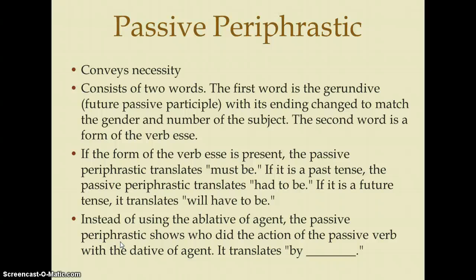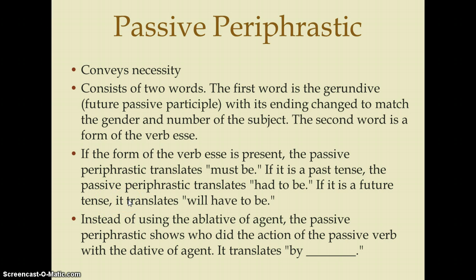The passive periphrastic consists of two words. The first word is a gerundive with its ending changed to match the gender and the number of the subject. And the second word is a form of the verb to be. It can be any form of the verb to be, in the indicative, in the infinitive, whatever, in the subjunctive, which we'll learn later. If the form of the verb to be is present, the passive periphrastic translates as must be. If it is a past tense, the passive periphrastic translates as had to be. And if it's a future tense, it translates as will have to be.